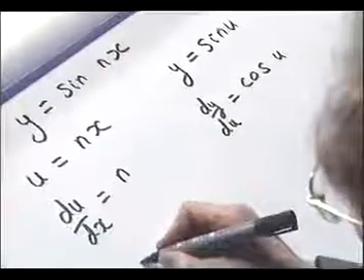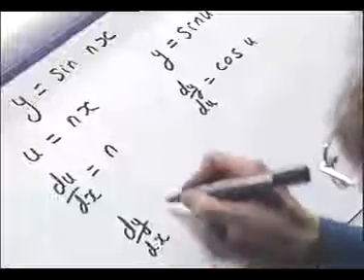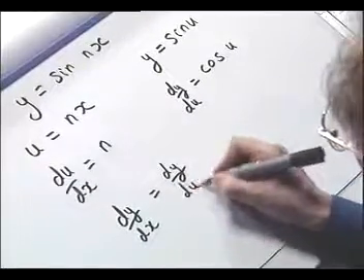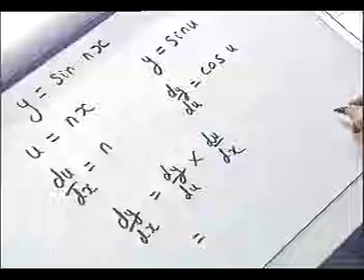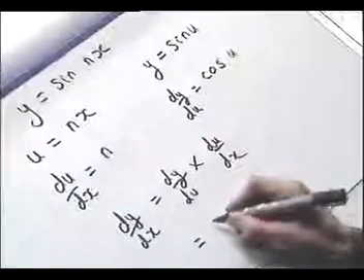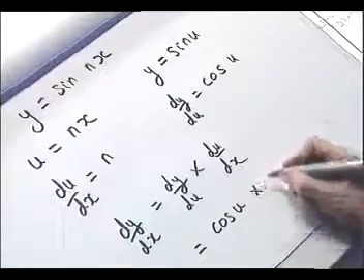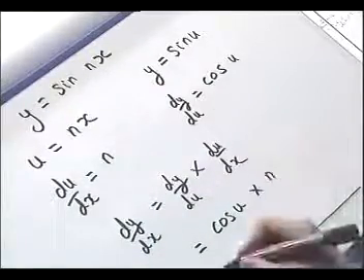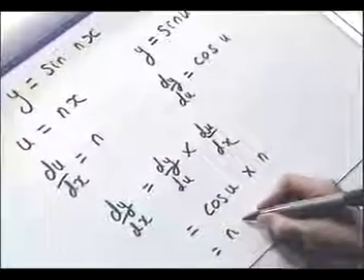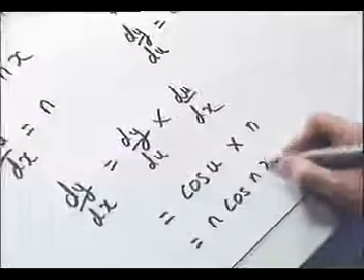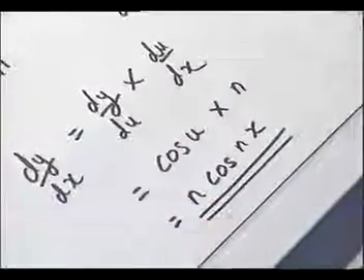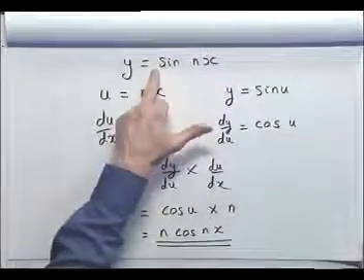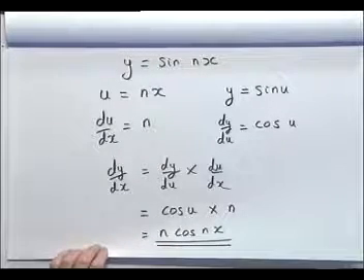We can now put this back together again. dy by dx is dy by du times du by dx, equals dy by du, which is cos u, times du by dx, which is just n. So let's move the n to the front. That's n cos nx. So the n's have behaved in exactly the same way that the 5's behaved in the previous question. And of course this means now we're in a position to be able to do any question like this simply by writing down the answer.